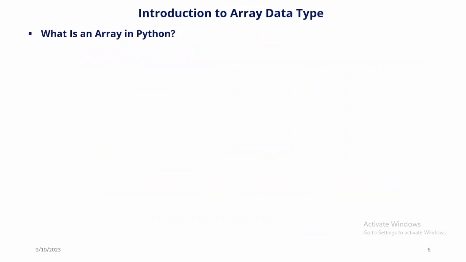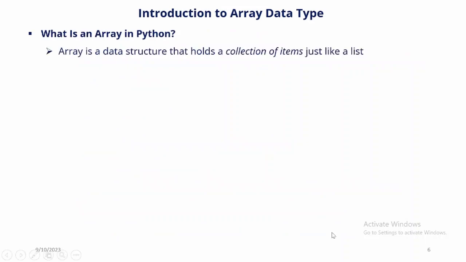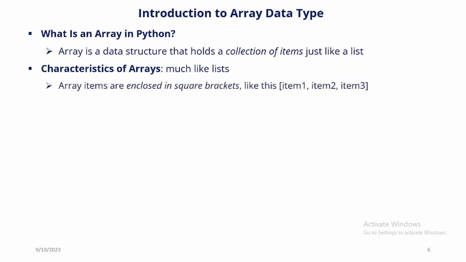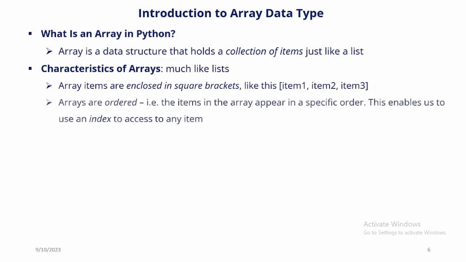So we begin with arrays. An array is a data structure that holds a collection of items, just like a list. Characteristics of arrays are much like lists. Array items are enclosed in square brackets, just like a list. Array items are ordered. That is, the items appear in a specific order, just like a list. So we also use an indexing system to access any item.